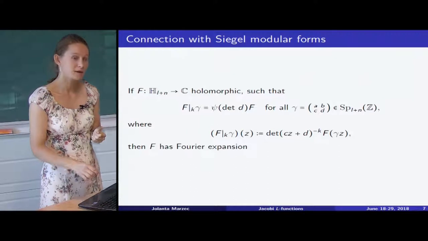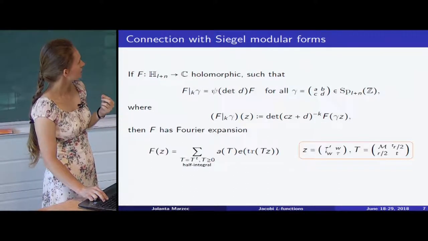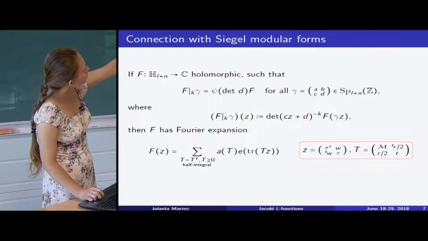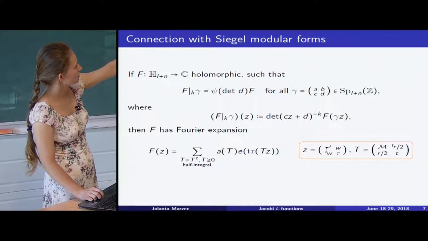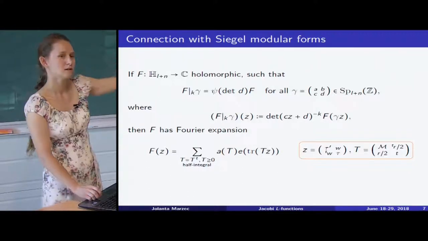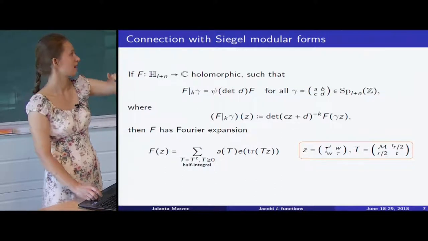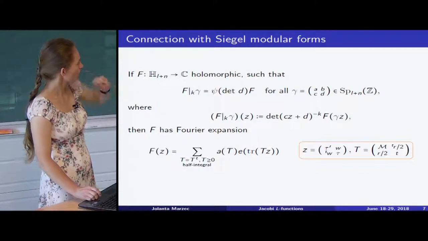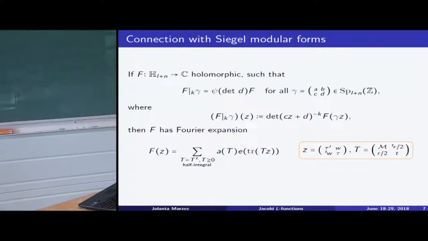These properties, holomorphicity and invariance under the action of a group, imply immediately that F has a Fourier expansion. This Fourier expansion is of the following form. It's over symmetric, semi-positive definite matrices that are half integral, so integers are allowed only on the diagonal. But these matrices can be written down more explicitly.